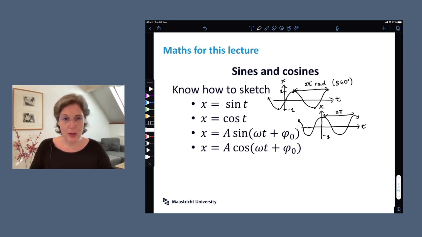So those two functions you need to be able to draw pretty much in your sleep. In fact, if someone wakes you up at 3 a.m. in the morning and says, draw the graph of cosine of t, then you should be able to just do that, roll over and go back to sleep.